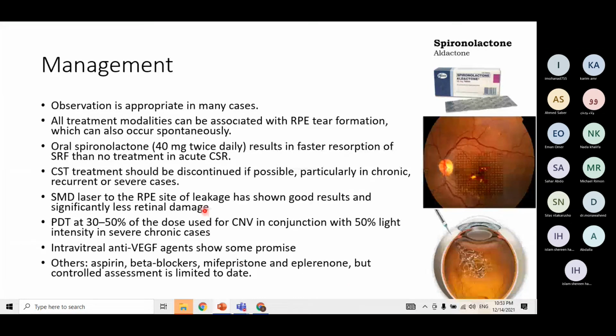Treatment can be with oral spironolactone, the Aldactone, stop the steroid treatment, subthreshold micropulse diode, photodynamic therapy, because one of the theories is that there is congestion of the choroid that causes this leakage through the retinal pigment epithelium. The photodynamic therapy is expected to decrease the choroidal congestion. Intravitreal injection, but there is no agreement about them, so we are not sure. There is no large randomized controlled trial to prove that the anti-VEGF is useful in the CSR. Okay.